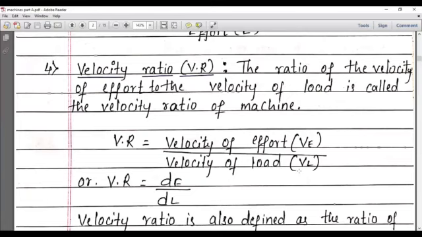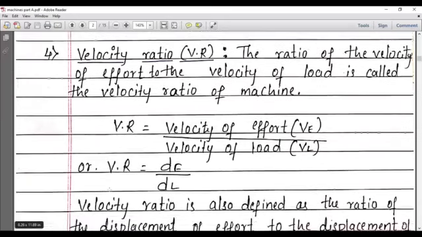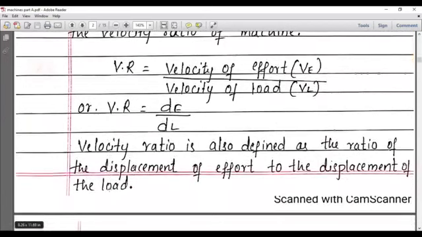We know what velocity is. Velocity is nothing but distance divided by time. Velocity of effort is nothing but distance traveled by effort divided by time. And velocity of load is nothing but distance traveled by load divided by time. The time will get cancelled. So what you will get? Velocity ratio is nothing but distance traveled by effort to the distance traveled by load. Velocity ratio is also defined as the ratio of the displacement of effort to the displacement of the load.